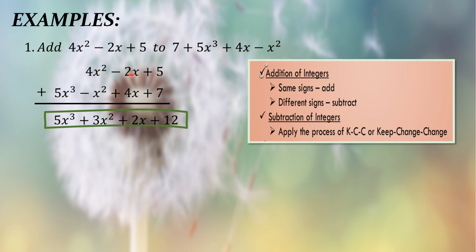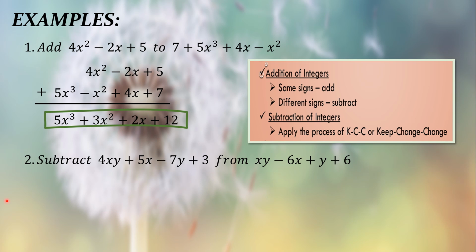Next, negative 2x and positive 4x. Magkaiba sila ng sign or different sign, subtract. And then, since mas malaki ang 4 at ang sign ng 4 ay positive, so the answer is positive 2x. Next, parehong positive ang 5 at 7, so pinag-add lang natin. Since same signs is to add, so 5 plus 7 is 12.